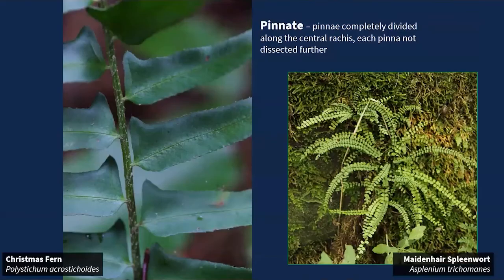Now, if they are fully divided, and so you have completely separated into separate pinnae, like the Christmas fern, you can see that rachis and there's a separation. There's clean rachis without any leafy tissue in between each of those pinnae. That's called pinnate, right? So it's completely divided along a central rachis, and each of those pinnae are not further divided. So the maidenhair spleenwort on the right and the Christmas fern on the left are good examples of that.